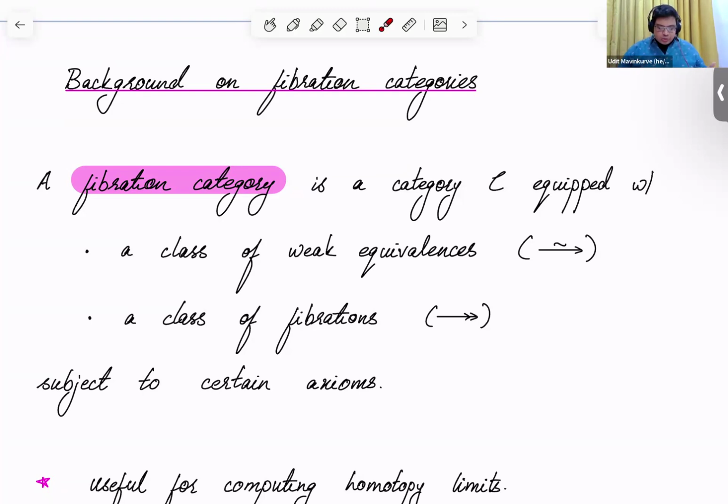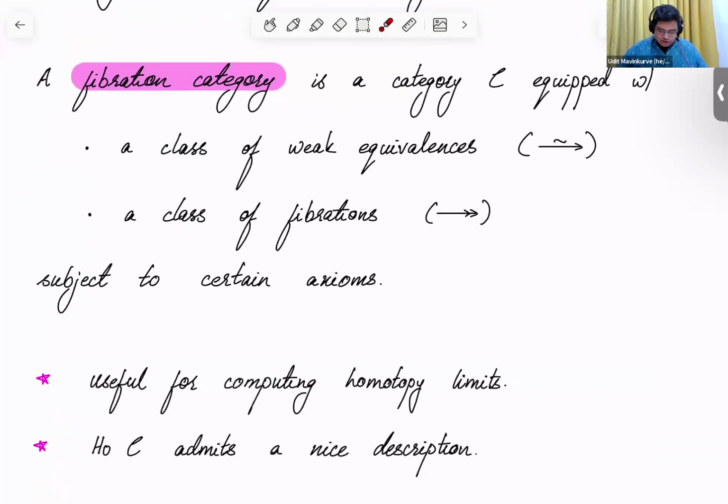That's a category equipped with just weak equivalences and fibrations. And they're subject to certain axioms, just as your model category data is subject to certain axioms, but you don't have your class of cofibrations. And these are useful for computing homotopy limits, but not homotopy colimits. So in model categories, you can compute both limits and colimits, but in fibration categories, you get only half of it. But the homotopy category admits an isomorphism description.